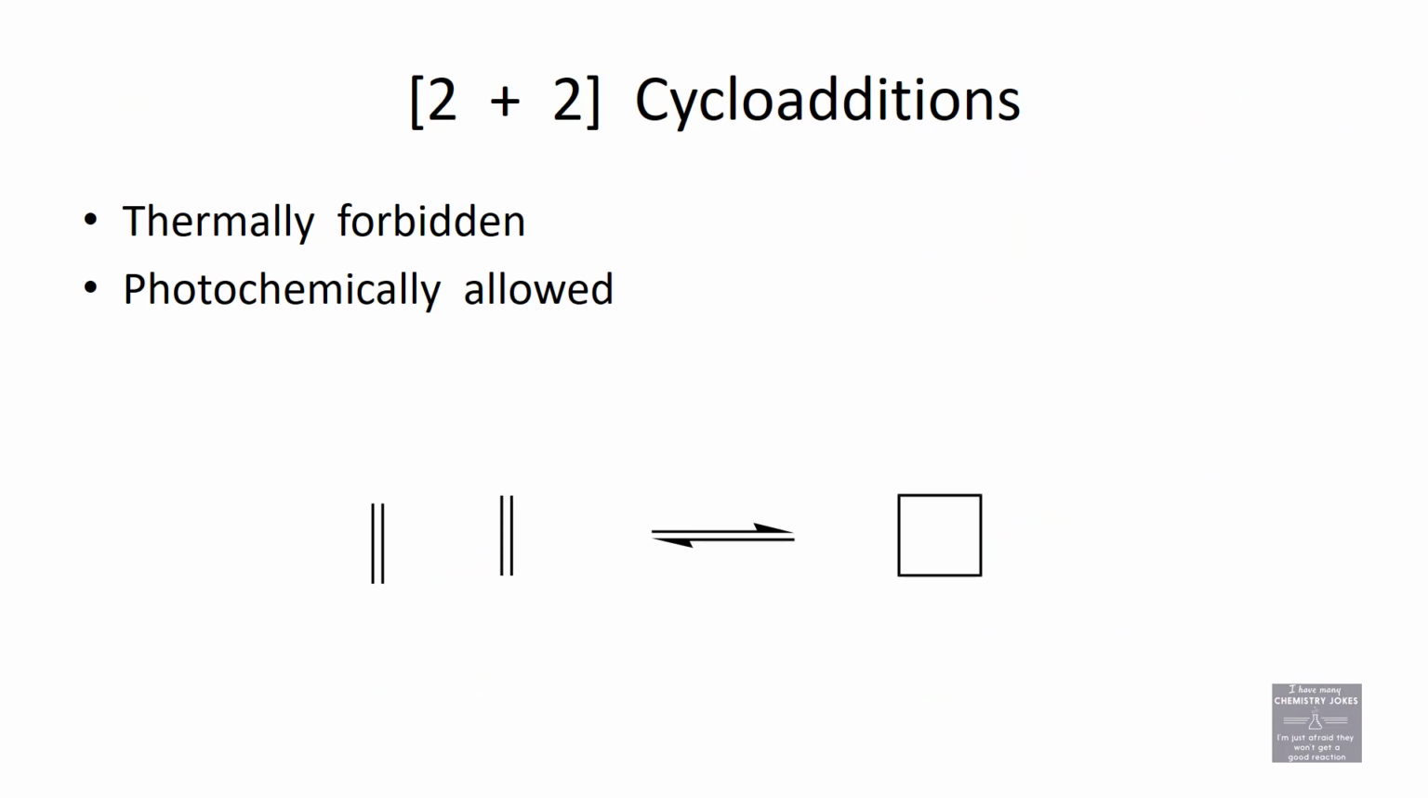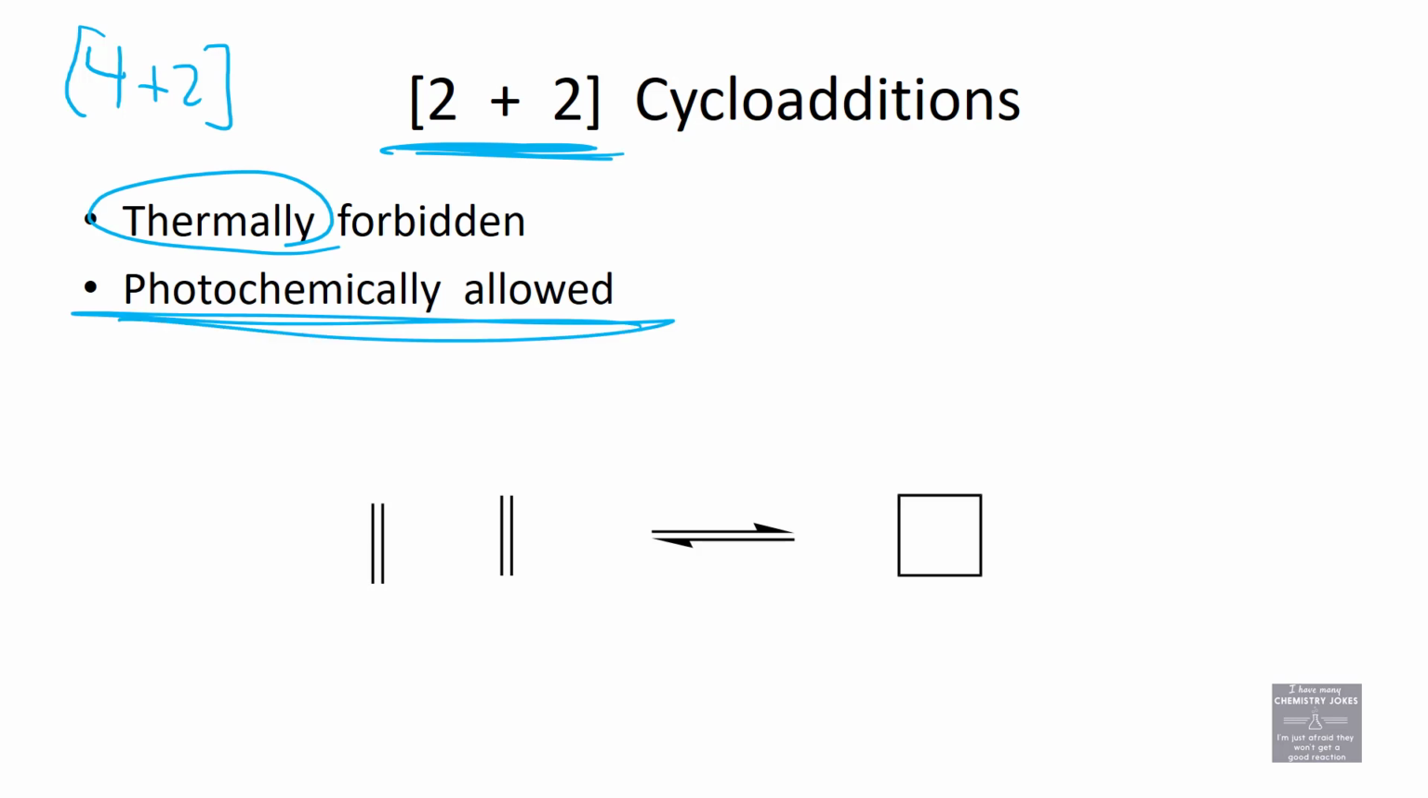All right, let's bring it in for a close. Diels-Alder was a 4+2 cycloaddition because there were 4 pi electrons reacting with 2 pi electrons. The 4+2 was thermally allowed. The 2+2 cycloaddition is thermally forbidden, but photochemically allowed. If you flip back to our first page where we started talking about Diels-Alder, we said the opposite. 4+2, thermally allowed, photochemically forbidden.